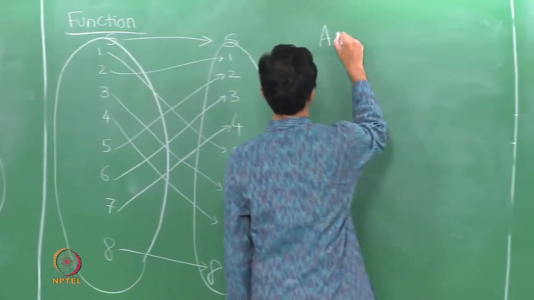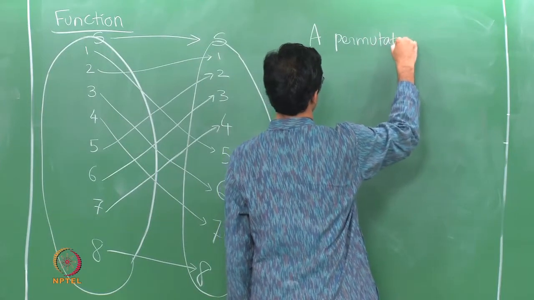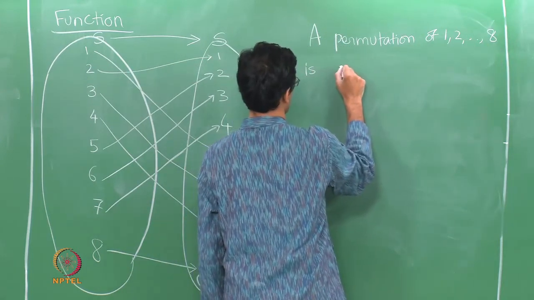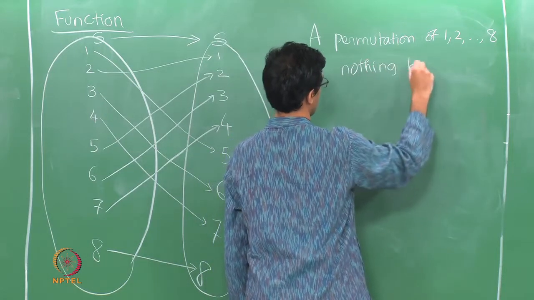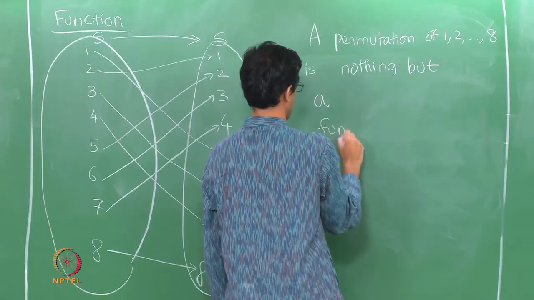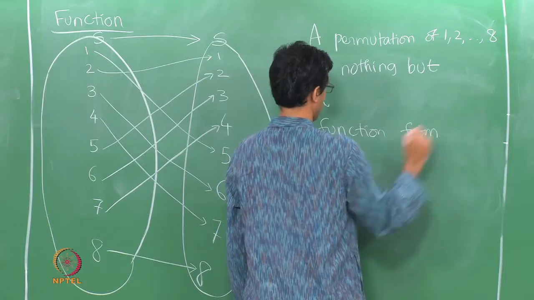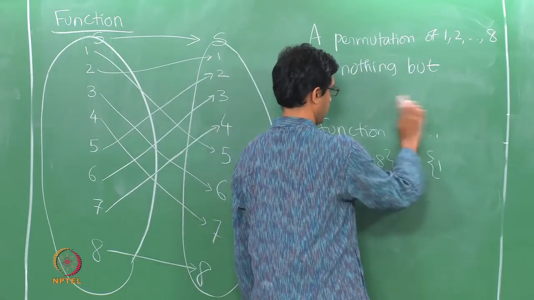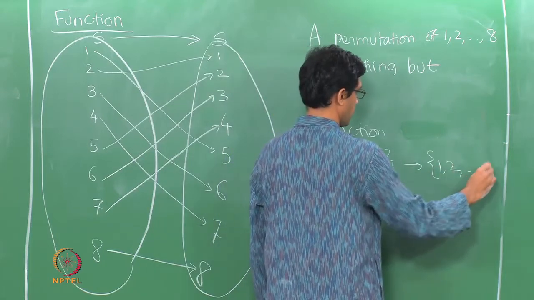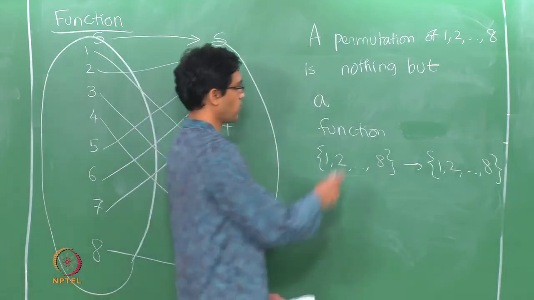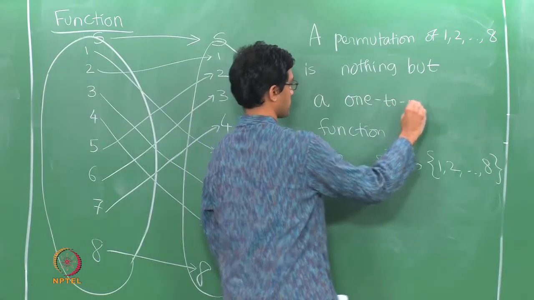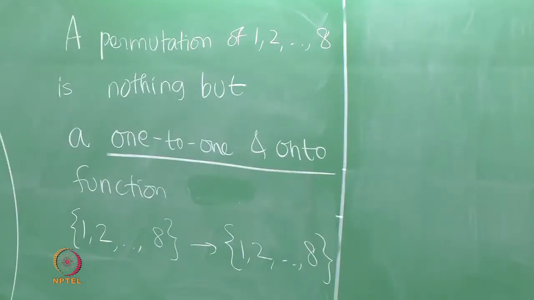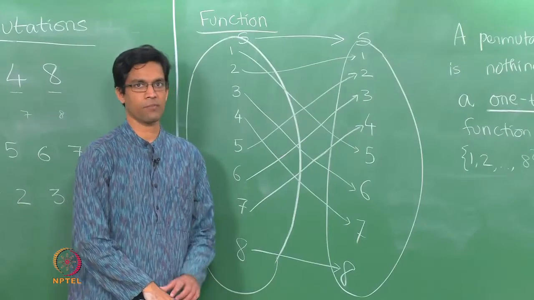So what is a permutation? Observe, a permutation of, in this example, the numbers from 1 to 8 is nothing but a function from the set consisting of the numbers 1 through 8 to itself, but in fact it is a one-to-one and onto function. So that is the key observation here. These two put together is what is sometimes called a bijection or a bijective function.